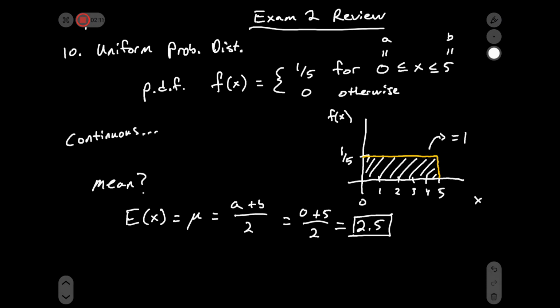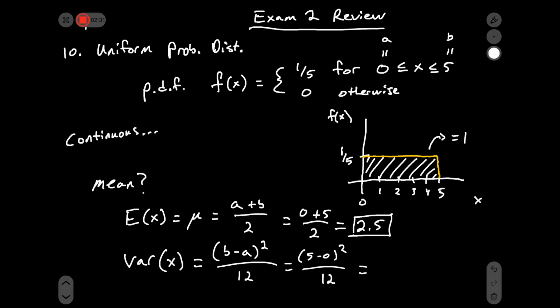Now suppose that we're also asked to calculate the variance of x, and the variance is given by the following formula, b minus a squared divided by 12. And this is equal to 5 minus 0 squared divided by 12, or 25 divided by 12, which equals 2.0833, and so on. Okay? Alrighty, so that's the mean and the variance.